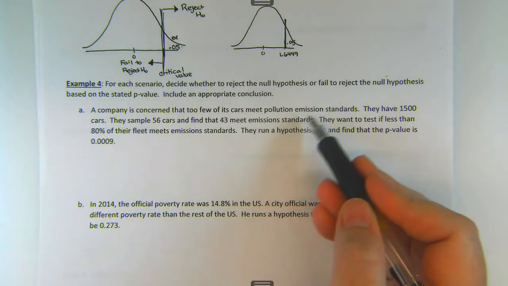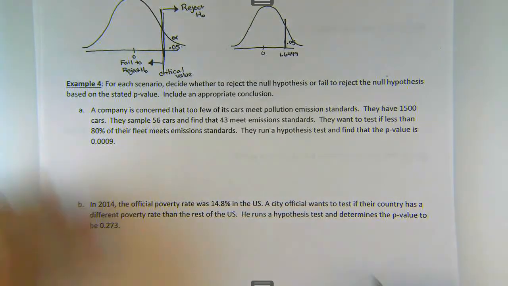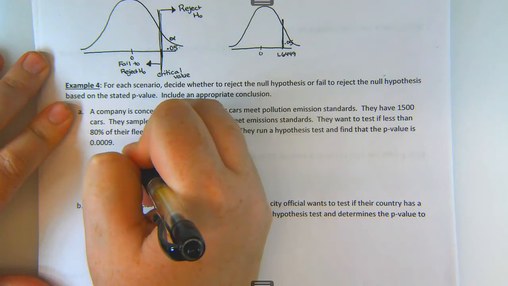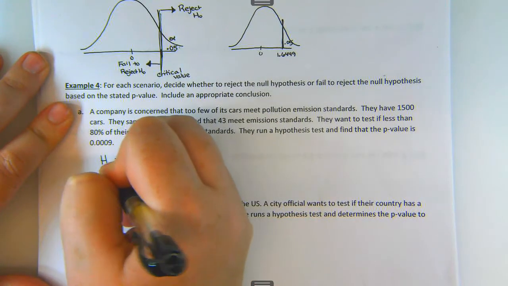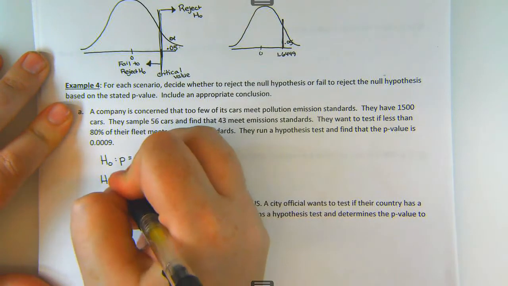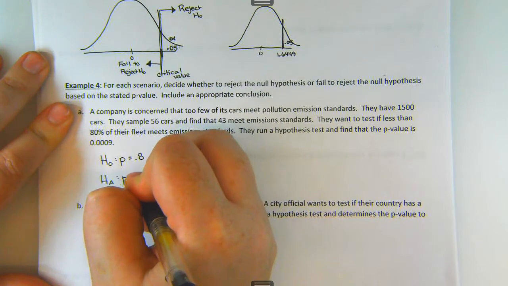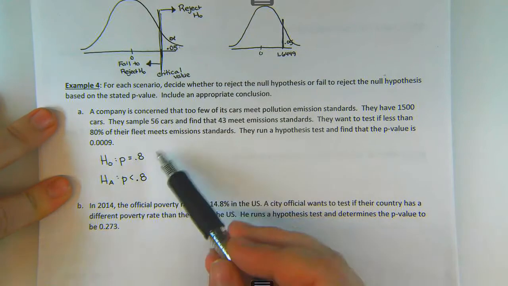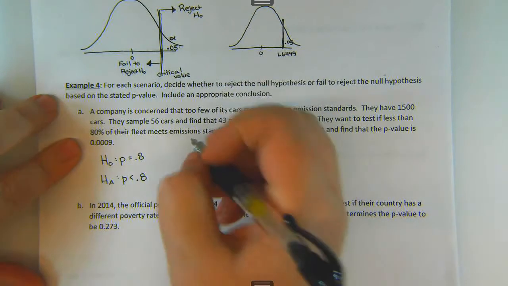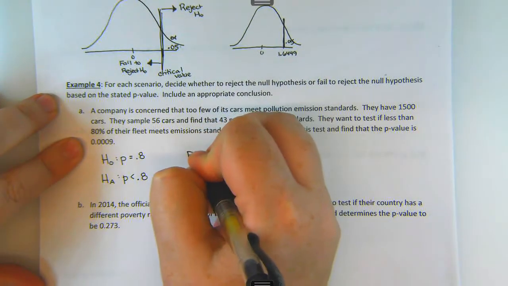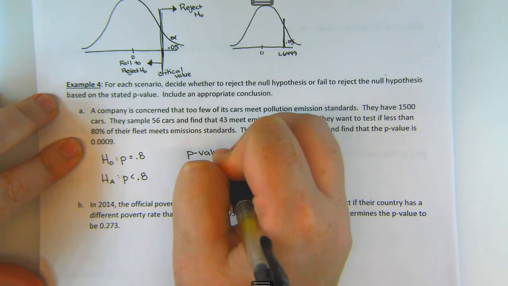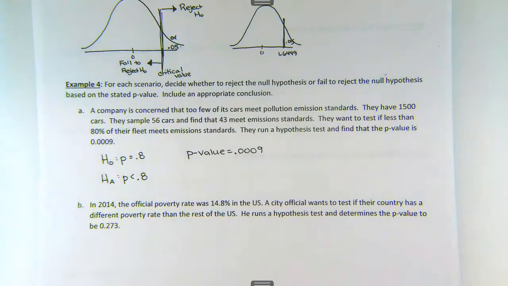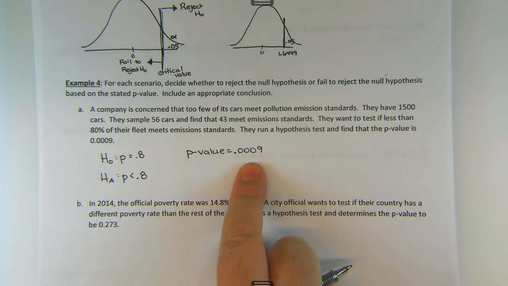This is the same example as before with the emission standards. So just as a reminder, our null is that the proportion is 0.8. The alternative was to prove that it's less than 0.8. The idea is they have the sample data, they would have found their z-score, and eventually they would get to the point that they have here, which is that the p-value is 0.0009.